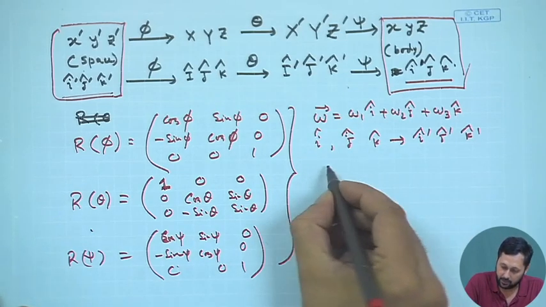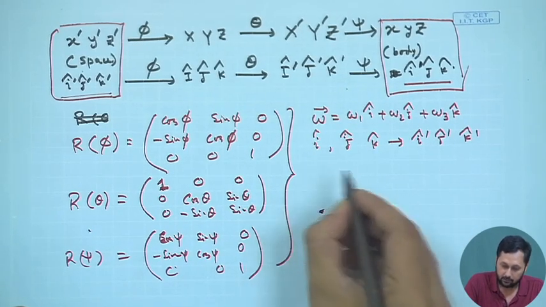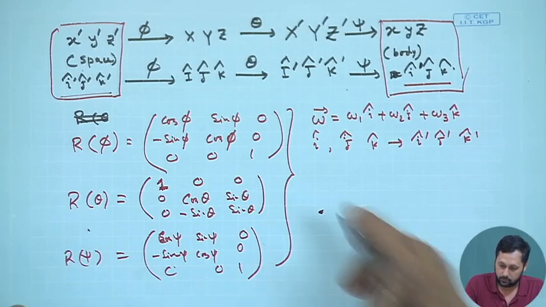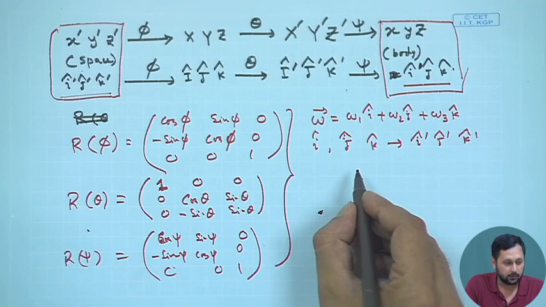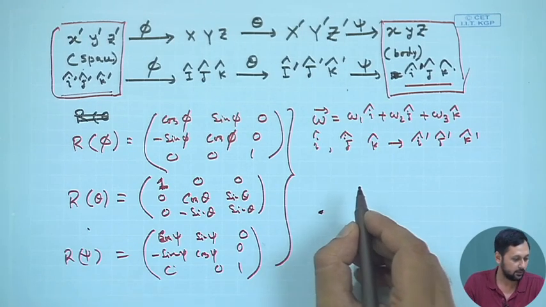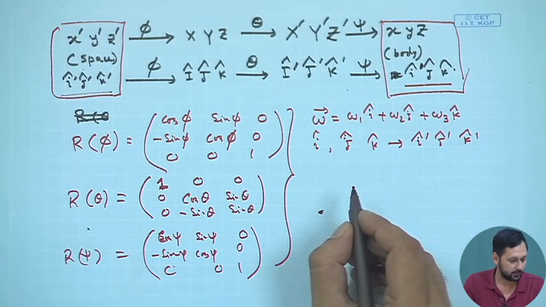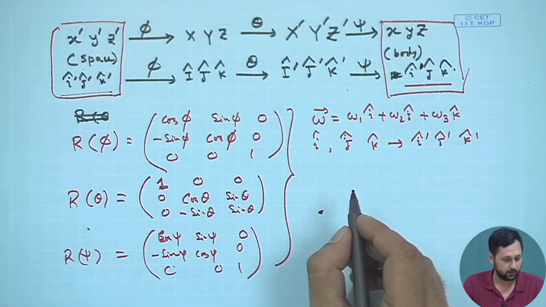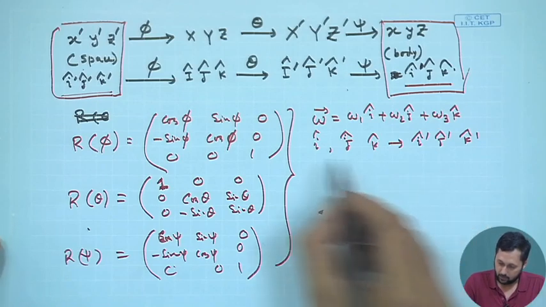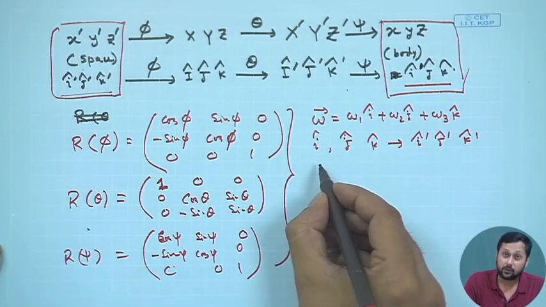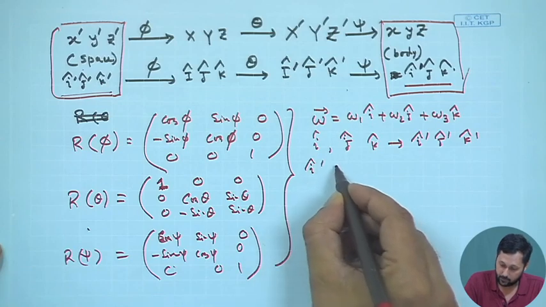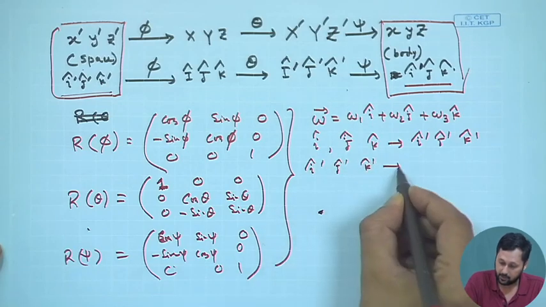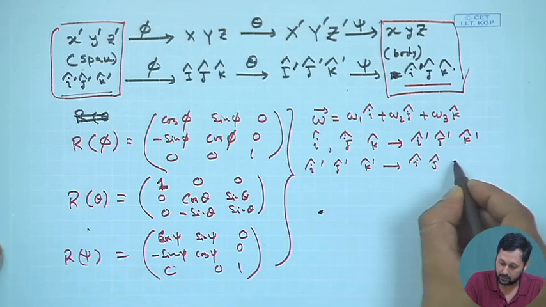We can start by writing... just give me a second. Right. So, we can do that. Also what we can do is write i prime, j prime and k prime in terms of i, j and k.